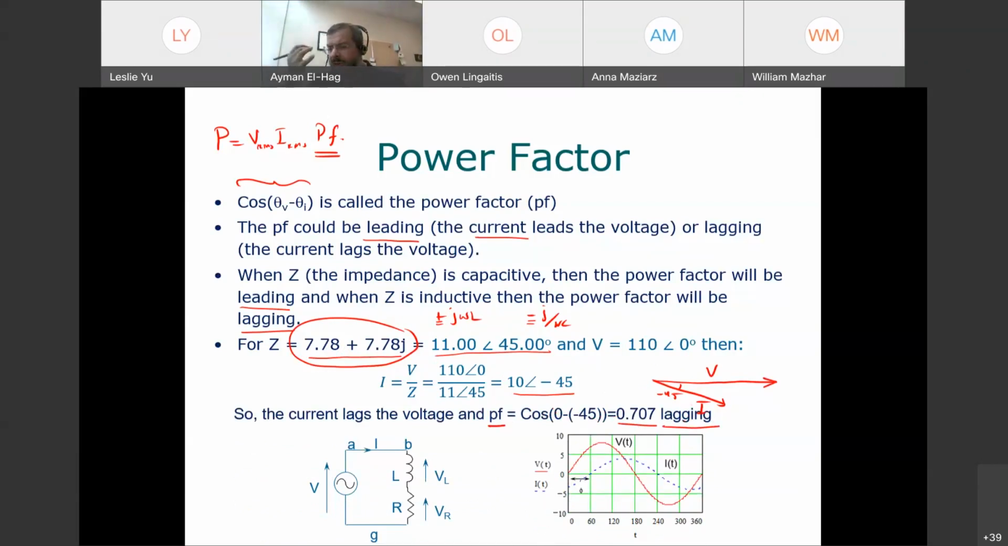Now, let's try to visualize more. What do we mean by lagging? So here, when you see that the voltage has a zero crossing, the current is still there. Okay, now after some time, when the voltage goes up, the current reaches the zero. So this is the lagging effect. The current comes after the voltage. The voltage leads and the current lags, but when we say lagging power factor, we always refer to the current.